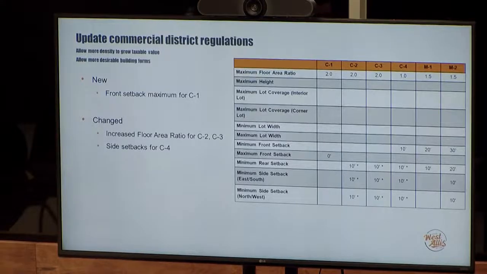And commercial zoning district regulations. Here we have maximum floor area ratios within our C1, C2 districts. And again, just promoting more density. The front yard setback in the C1 district is actually 0. If you think of our downtown West Dallas area, all of the buildings for the most part are right up to the property line, right up to the sidewalk.